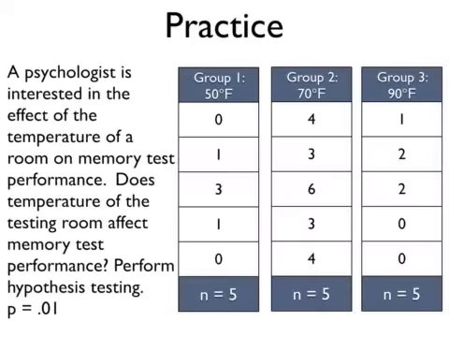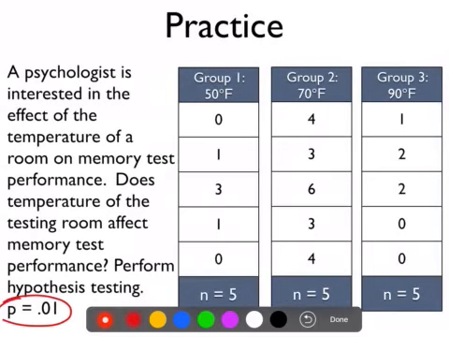A psychologist is interested in the effect of temperature of a room on a memory test. Does temperature of the testing room affect the memory test performance? Perform hypothesis testing, and here we've specified 0.01. So we're not going to use 0.05 because we have a specification for 0.01. The other thing to note is that these are our small n's for each one of these groups, okay?